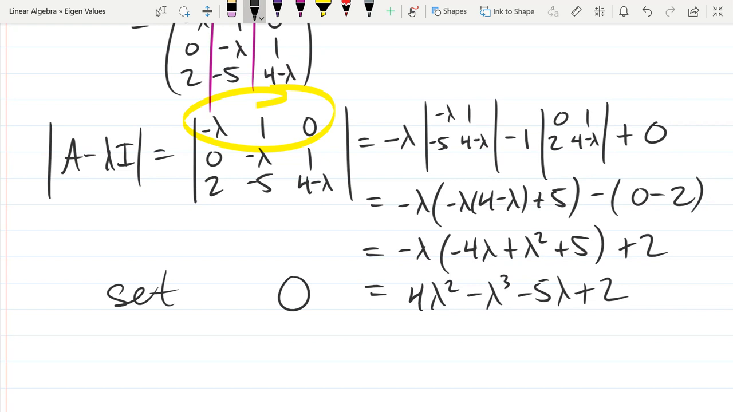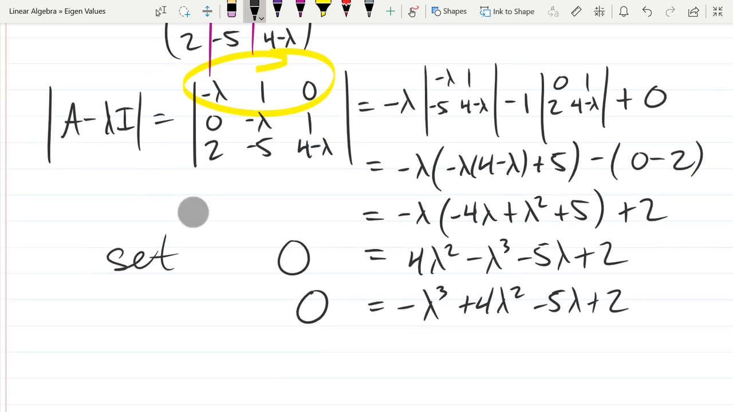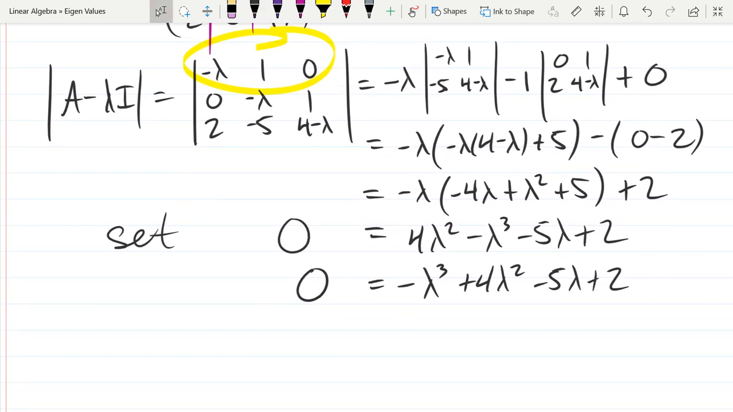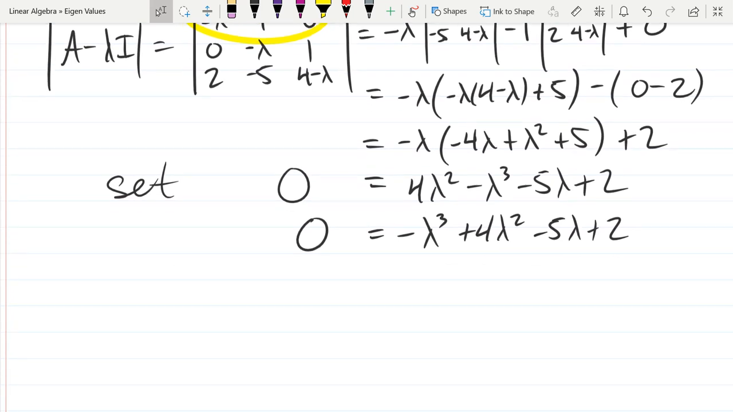How in the world do we solve for lambda? Oh no, we have to go way back to basic algebra. So factor, that'll work if we're lucky. I like the high power term in front, so I'm going to put the lambda cubed in front. I also like my leading term to be positive, so I'm going to multiply by negative 1 on both sides. Make it positive.